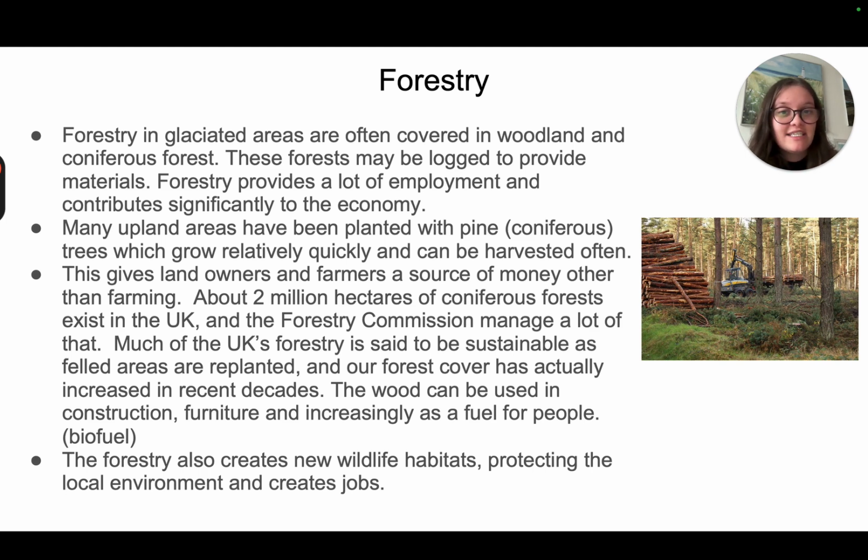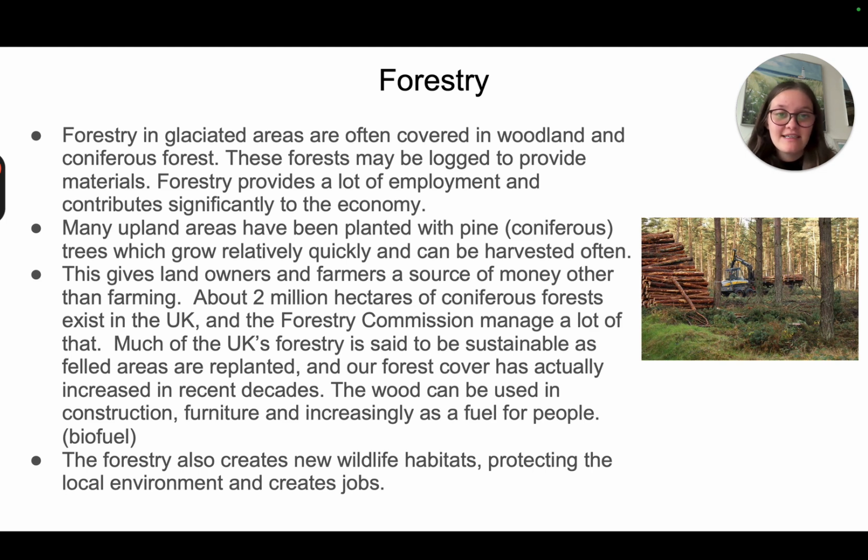Many upland areas have been planted with pine, which is a coniferous tree, which grows relatively quickly and can be harvested often. This gives landowners and farmers a source of money other than farming, which is less reliable, especially as there is this push towards veganism, and so a lot of farmers are struggling because financially they're not getting as much money from the sale of meat.